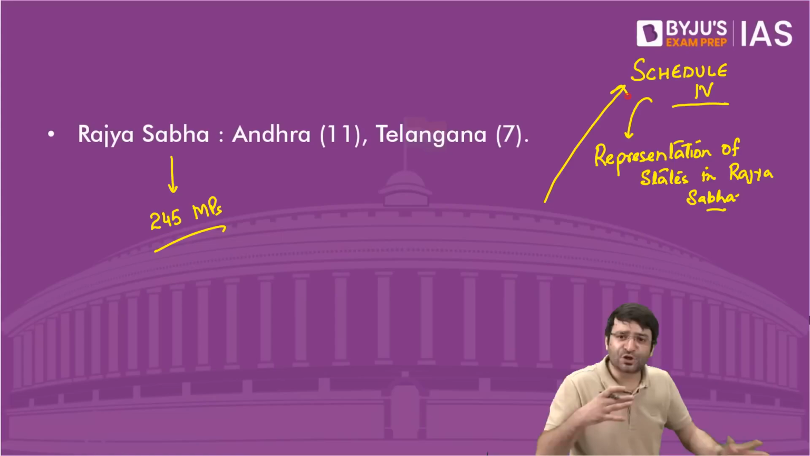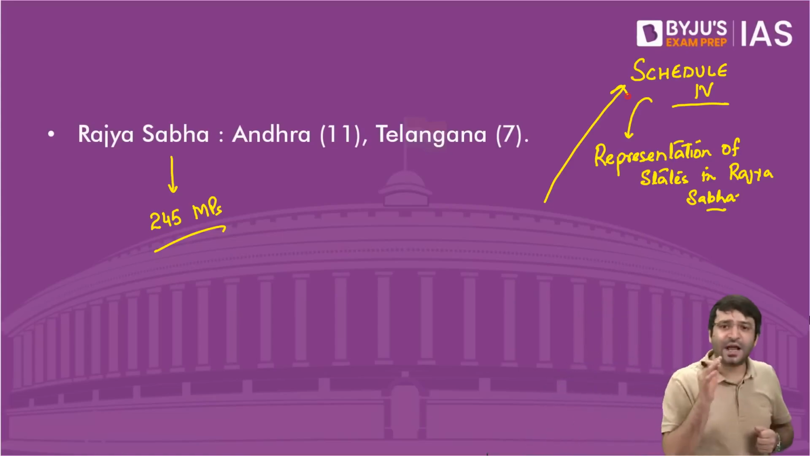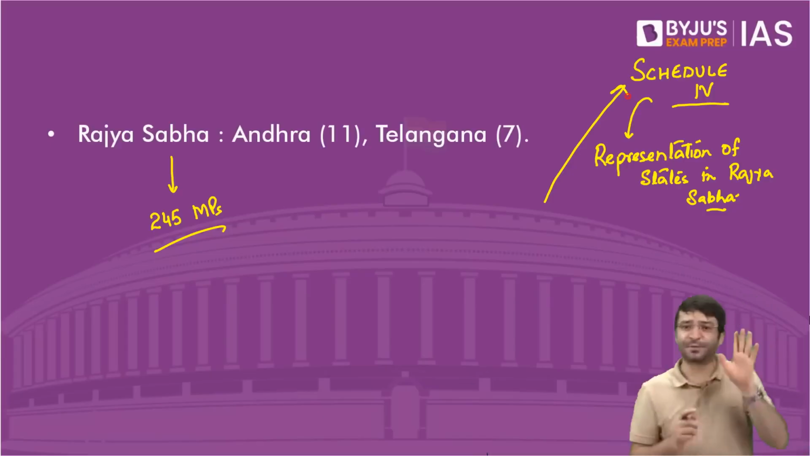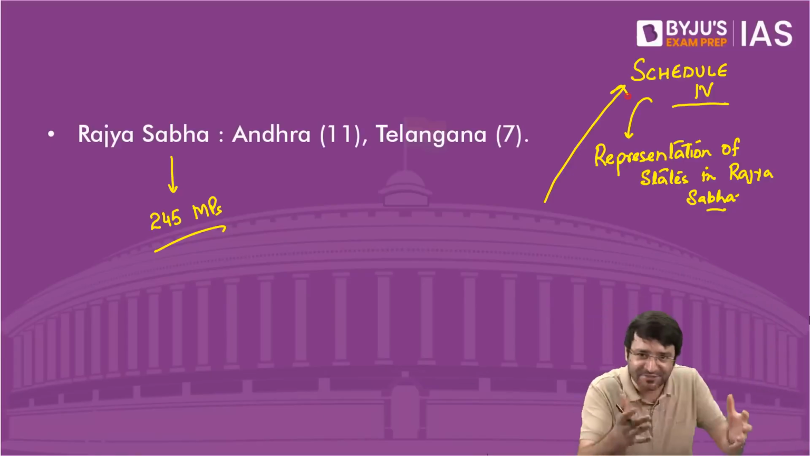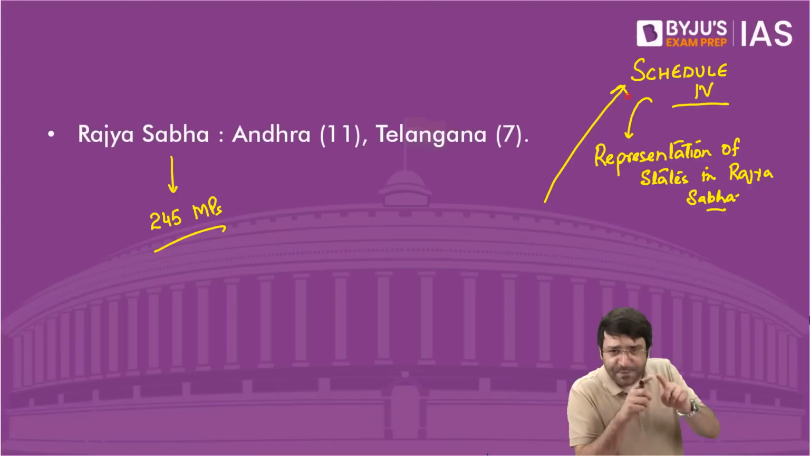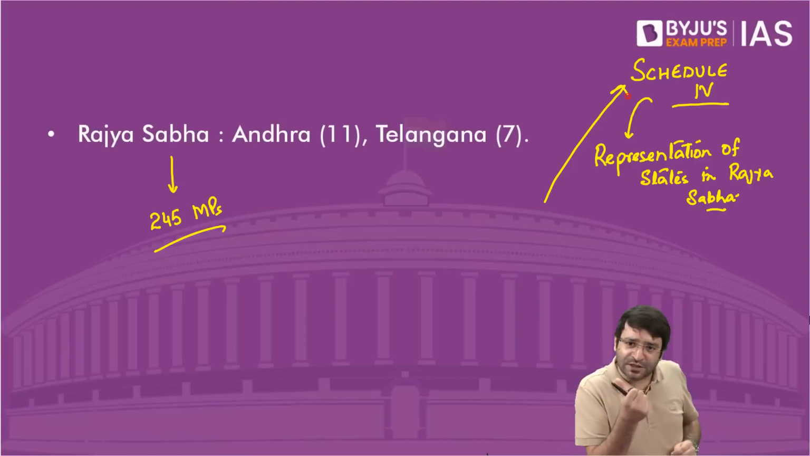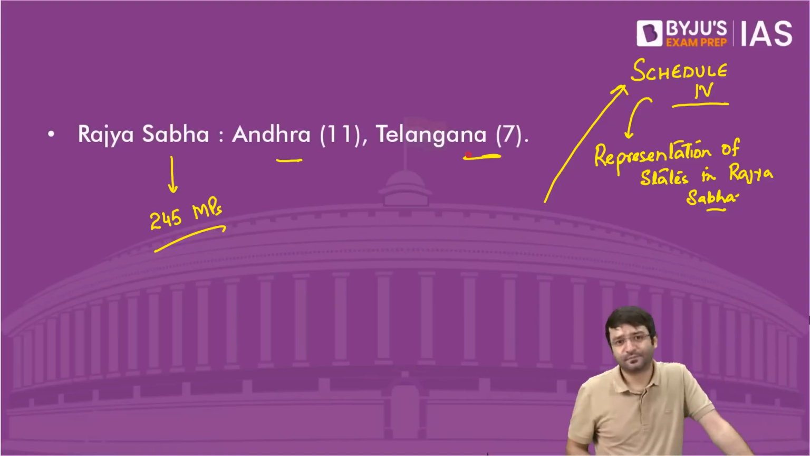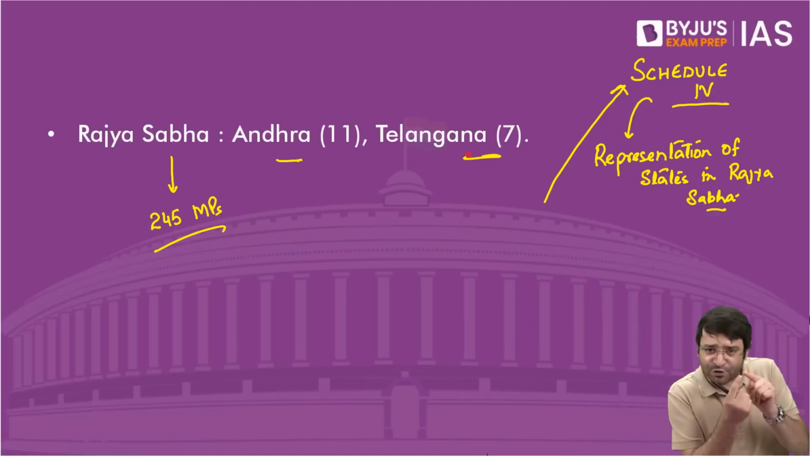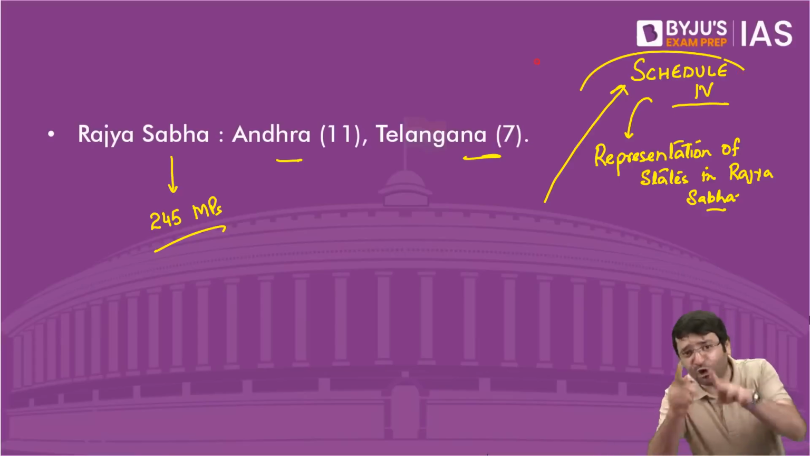When Andhra Pradesh was united, when it was one state, we had 18 MPs in Rajya Sabha from Andhra Pradesh. But now Andhra Pradesh is split. Andhra Pradesh is divided. And this Andhra Pradesh reorganization bill says, instead of 18 MPs to Andhra Pradesh, now 11 will be of Andhra, 7 will be of Telangana. That means this bill, Andhra Pradesh reorganization bill, it changes, amends Schedule 4 of the Constitution.